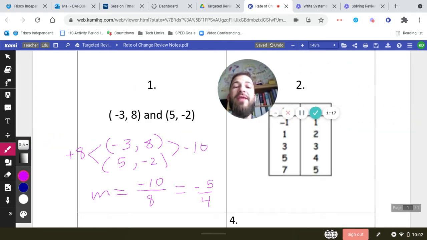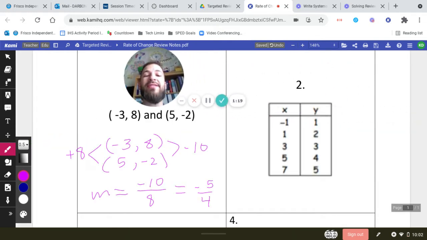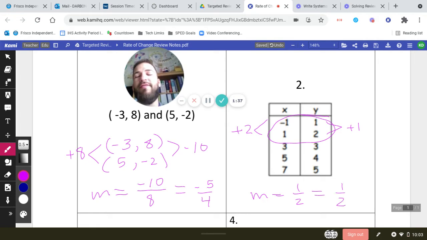Okay, so number 2, same thing, rate of change, but now it's from a table. So when it's in a table, I can just pick out 2 of those points in the table and I can do the same thing. So to get from 1 to 2, I want to add 1. To get from -1 to 1, I want to add 2. Change in y over change in x. So 1 over 2, well, that's just equal to 1/2.